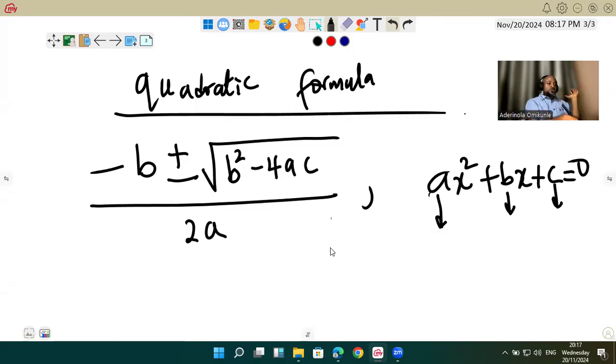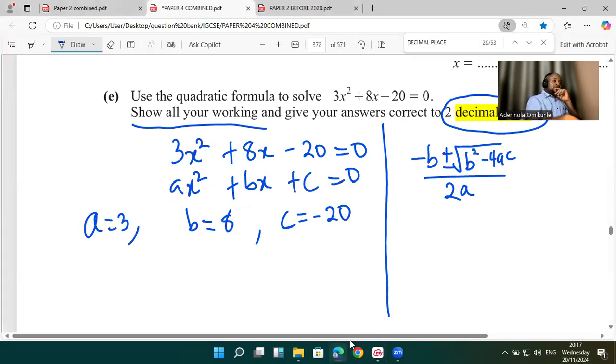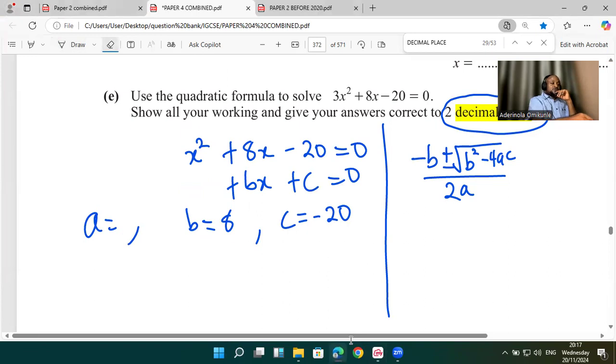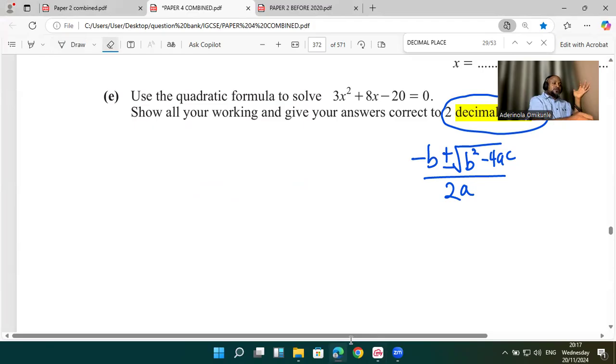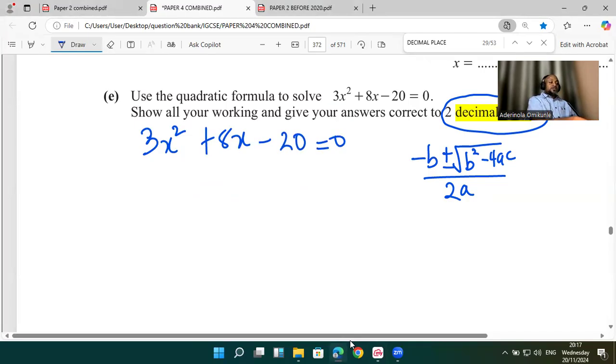I have some questions queued up already for the quadratic formula. Let me just erase this quickly and then we get started. We have 3x squared plus 8x minus 20 is equal to 0. In this case, our a is 3 because a is the number in front of x squared, our b is 8, and our c is negative 20.